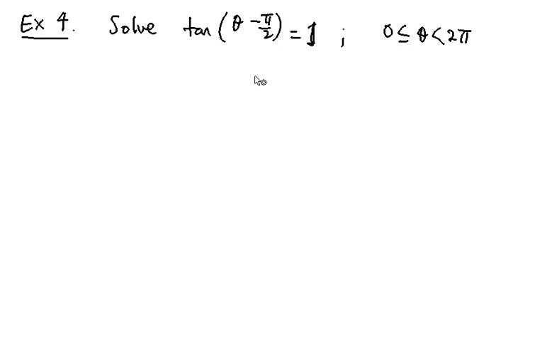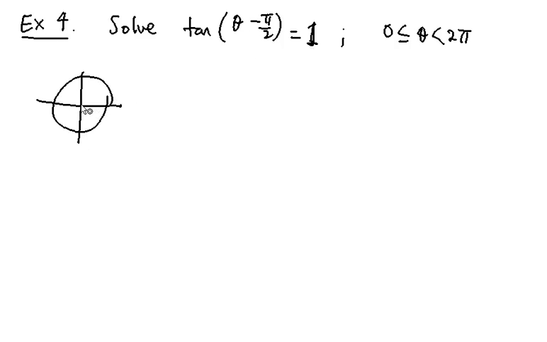You can use method 1 if you want, but I'm going to use method 2 because I'm a little bit more comfortable with that, okay? Alright, so let's find out where the tangent of an angle is equal to 1. Well, if I draw my unit circle, there's my circle. Where is it going to be equal to 1?